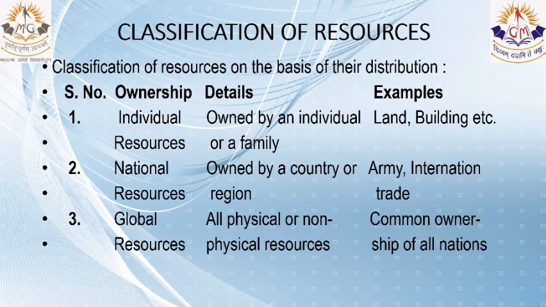Next is the national resource. Meaning of national resource is it is owned by a country or a region. Now the Himalayas that fall on our side, the rivers that we have, the reservoirs that we have, the forest that we have, all of that is a national resource which belongs to the country. That can be, for example, army. Army is made up of the citizens of that country, so army is a national resource. It protects whole of the country.